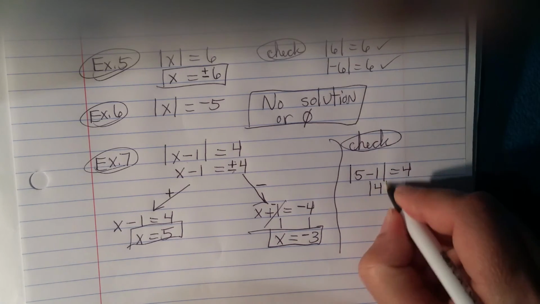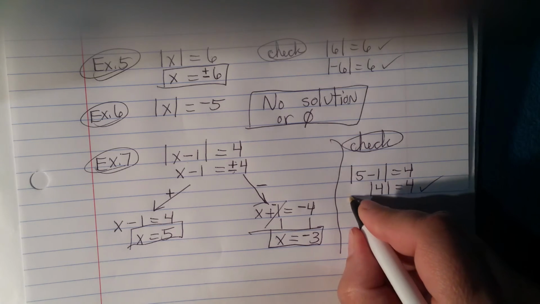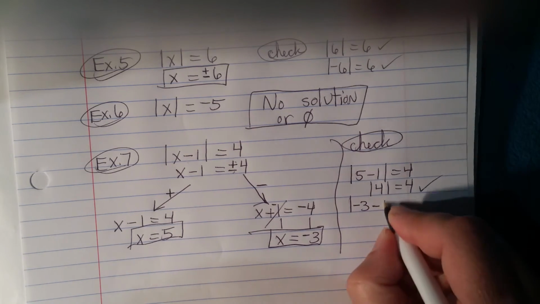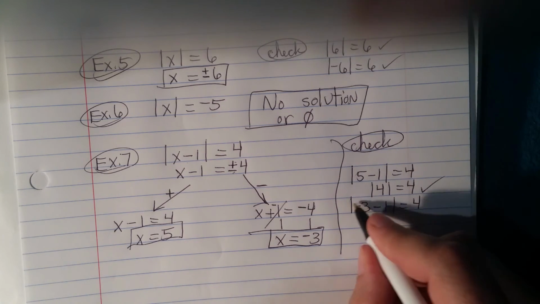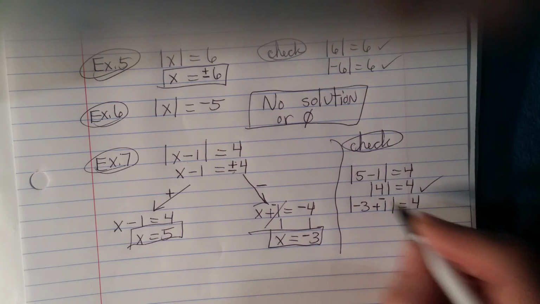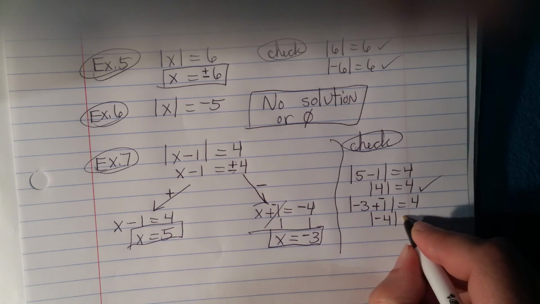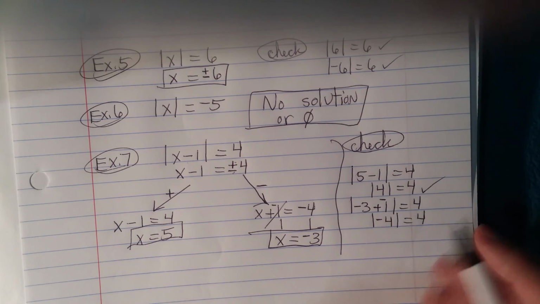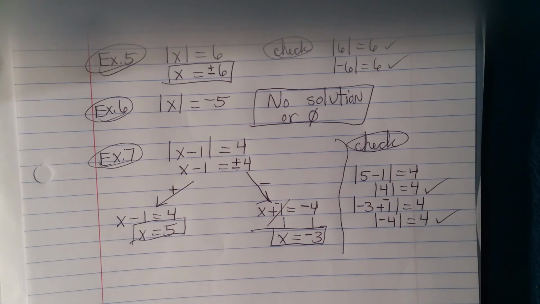This is the absolute value of 4 equals 4. Yes, that works. The absolute value of negative 3 minus 1. Now keep, change, change. Inside the absolute value, I get negative 4 equals 4. Well, that's true because this is going to come out to be a positive. So those both work. And that's the end.